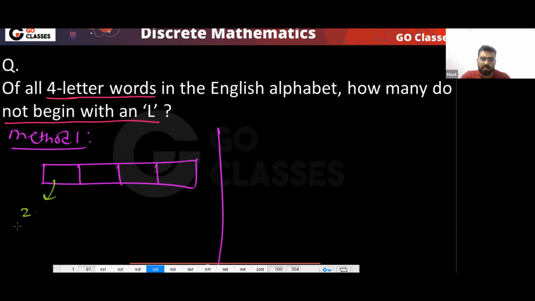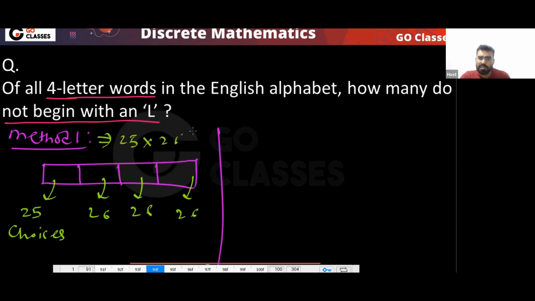They do not begin with L, so for the first position we have 25 choices. For the second, I have 26. For the third, I have 26. For the fourth, I have 26. So for method 1, the answer will be 25 into 26 power 3. This is your method 1.